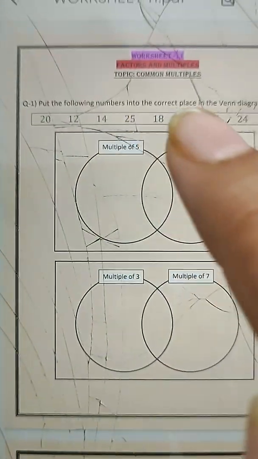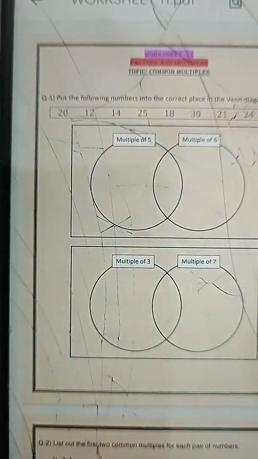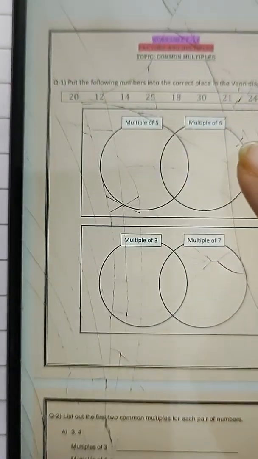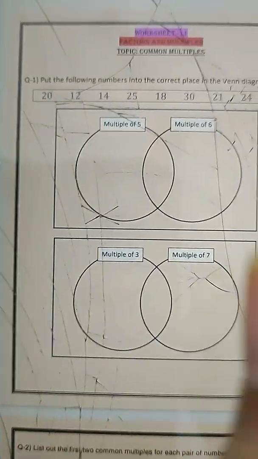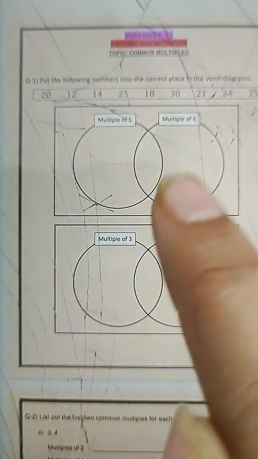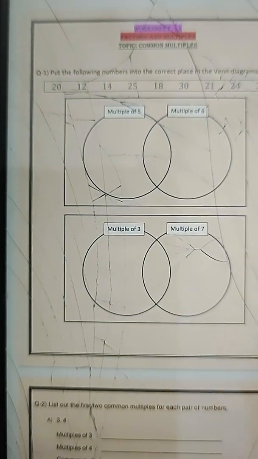Firstly, put the following numbers into the correct places in the Venn diagram. These numbers are given to you. Just simply put these numbers in the correct places. They are multiples of 5, multiples of 6, multiples of 3, multiples of 7. ये वाले numbers जो आपको इसमें put करने हैं. If there is any common multiple, you have to put it in the intersection.